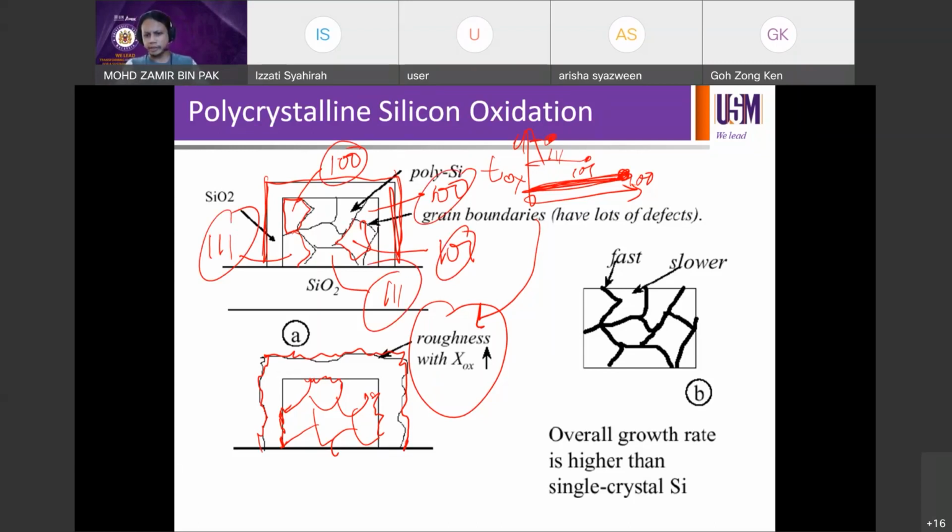Overall growth rate is higher than single crystal due to the mixture of different orientations. If you compare oxide for single crystal, say 100, that will be the lowest compared to the mixture of polycrystals. So you have 101, 100, right?